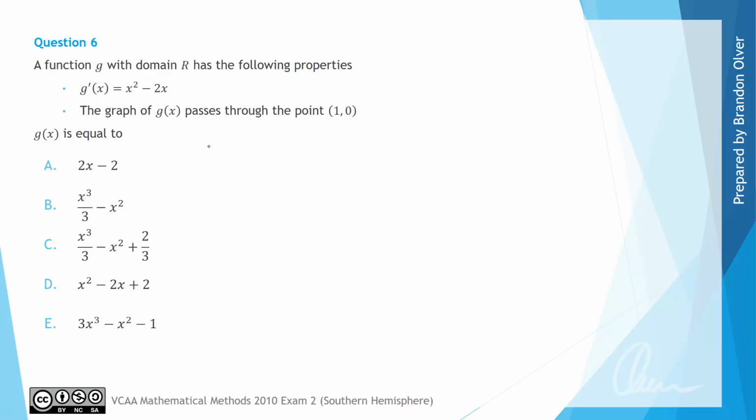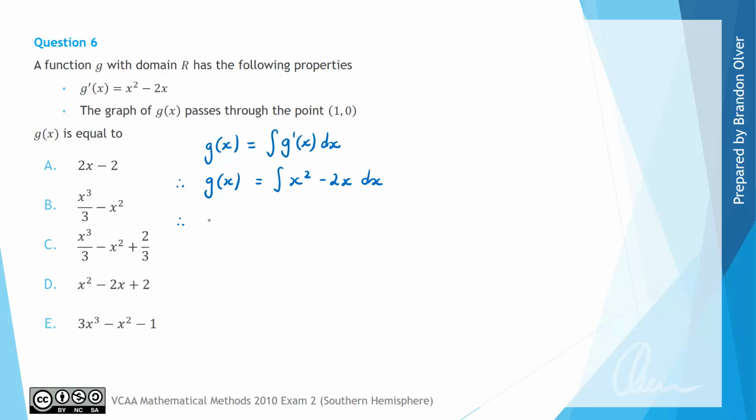So the first thing that we know is that g of x would be equal to the integral of g dashed of x with respect to x. Therefore g of x would equal the integral of x squared subtract 2x dx.